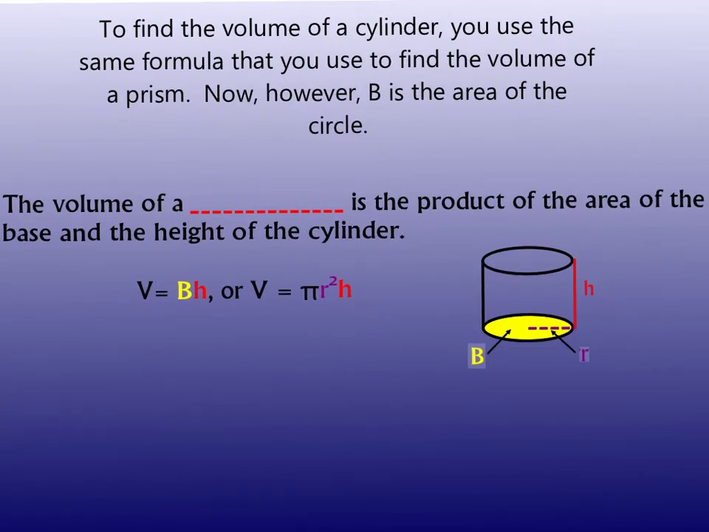So volume equals base times height, just like before, where base stands for area of base. But since our base is a circle, area of a circle is pi r squared. So we really have pi r squared times h.